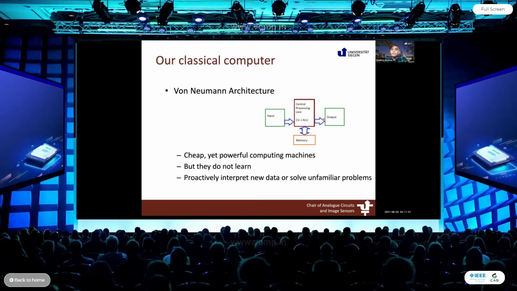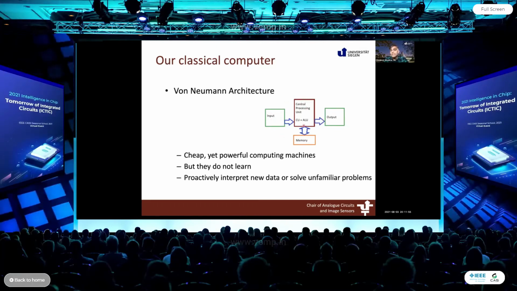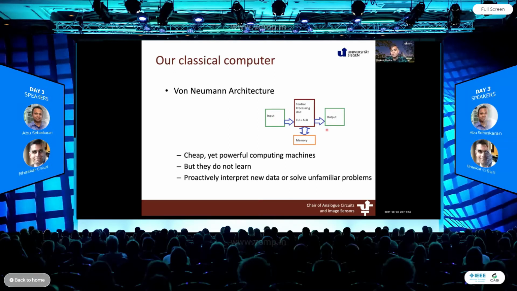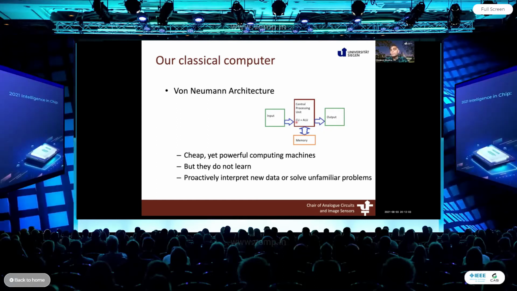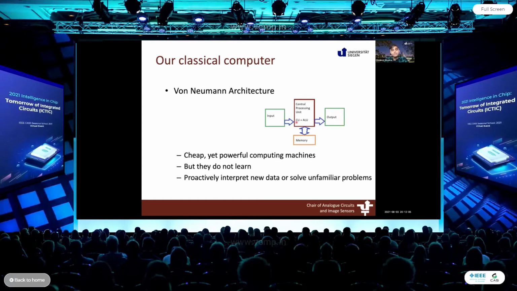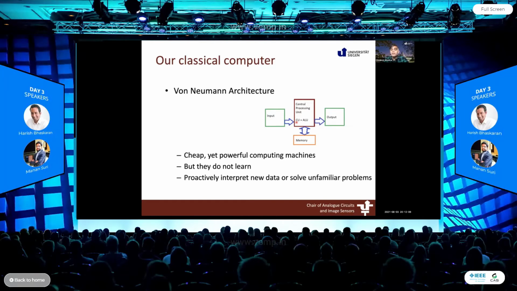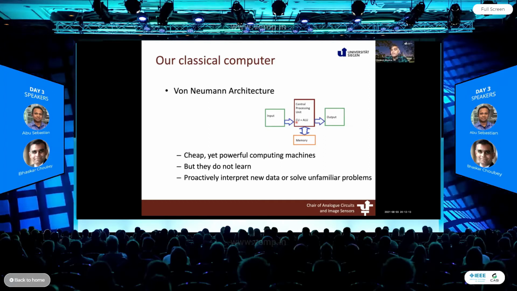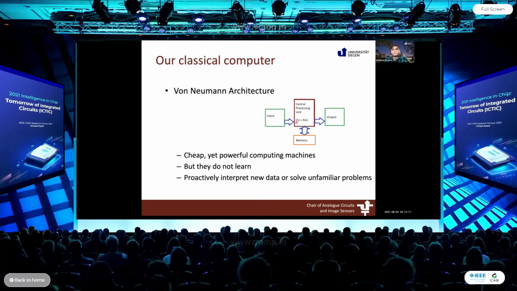Now, courtesy of microelectronics, all of these have been made quite cheap. The computer is cheap. Most input functionality has become cheap. Output has come down in cost. So we can make very powerful computing machines. These computing machines do not learn, as we know by now, which means they do not solve unpredicted problems, or they do not interpret new data. So unfamiliar problems are not to be solved by them.